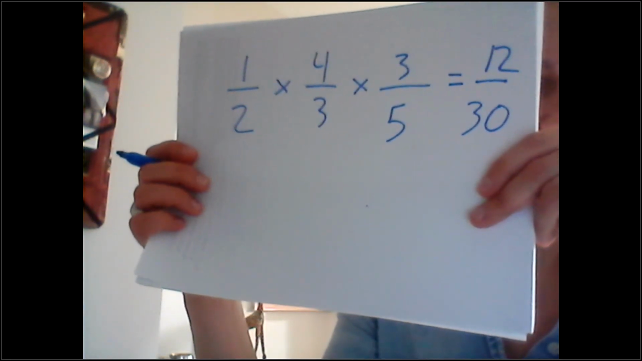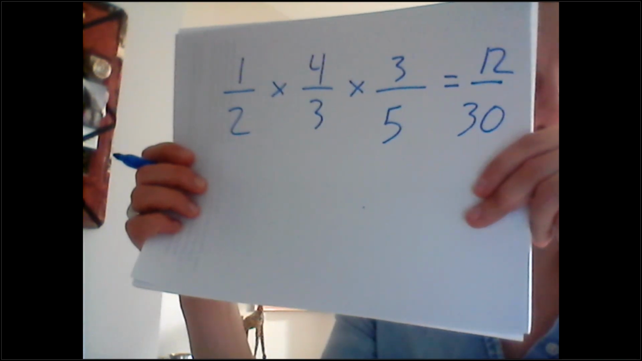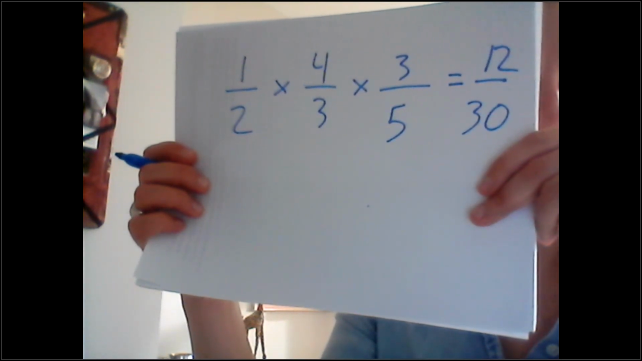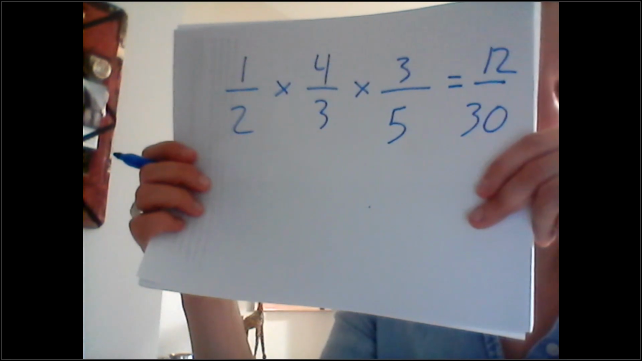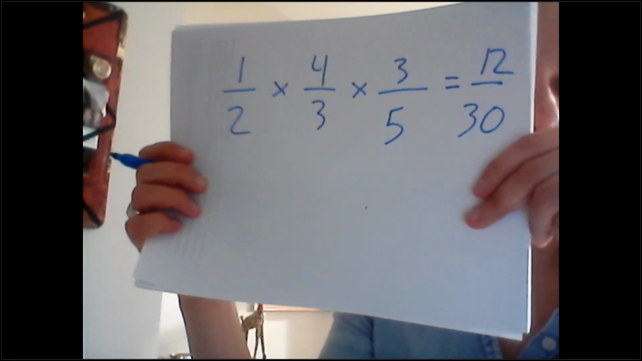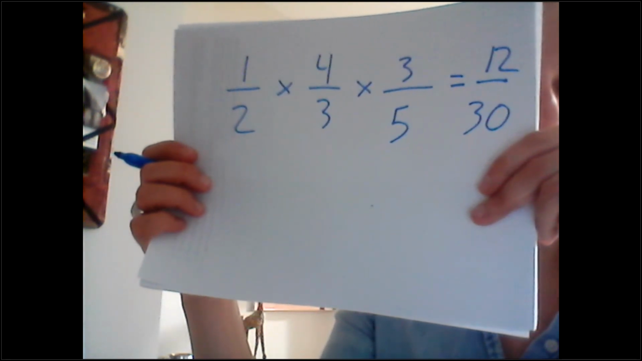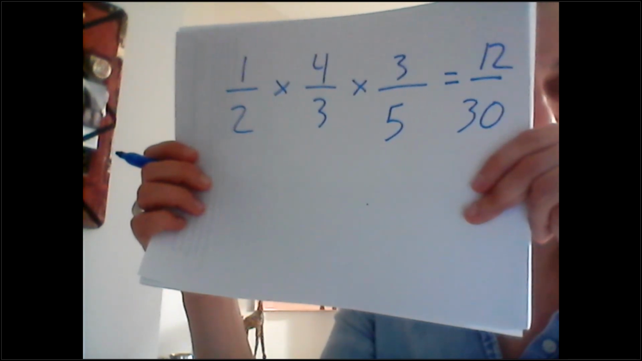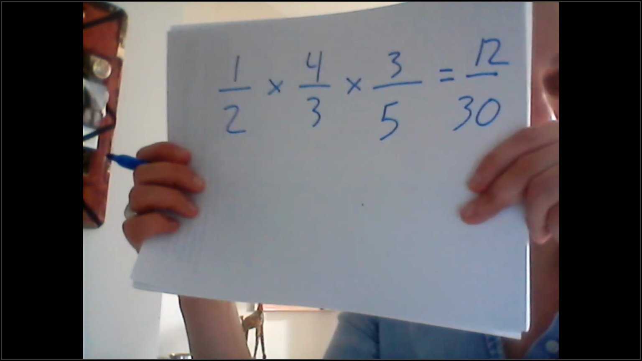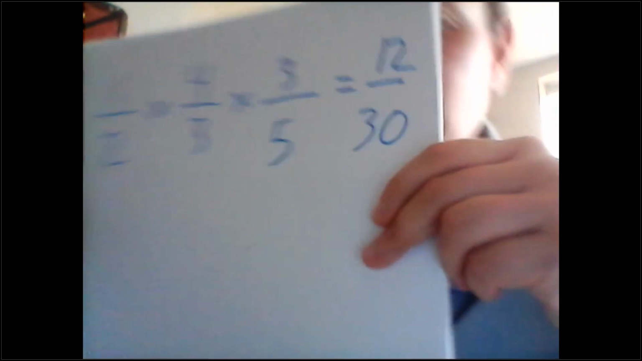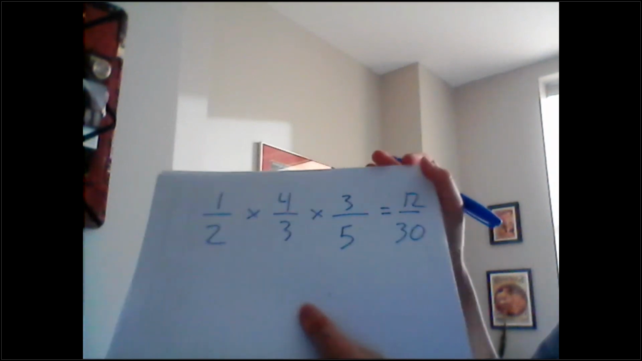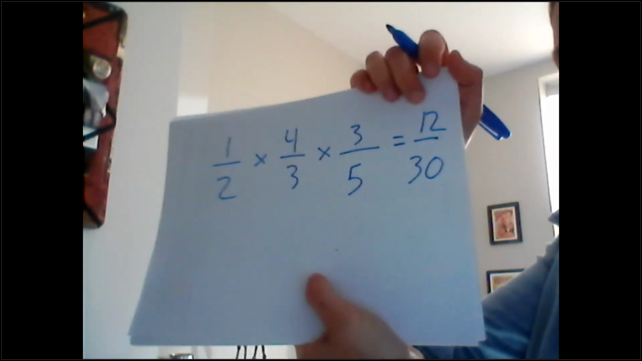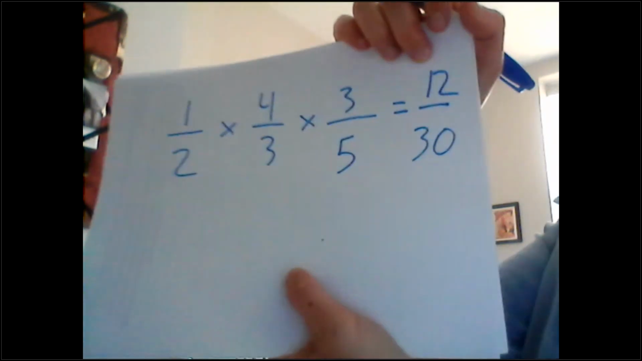I had to do some thinking on that one. I had to do a couple steps to get my 1 times 4, and then my 3 times 4 is 12, and 2 times 3 is 6. And then I had to remember that 6 times 5 is 30. So if I can simplify this and make it easier on myself before I do the multiplication, I'm definitely going to do that. So if I'm looking at this problem, and I'm wondering where I might be able to cross cancel.